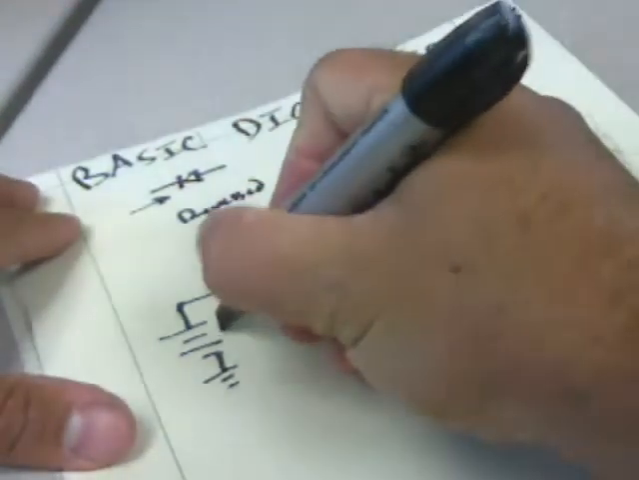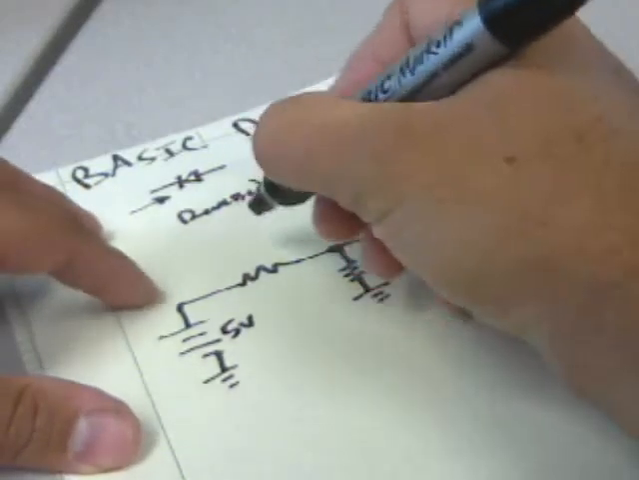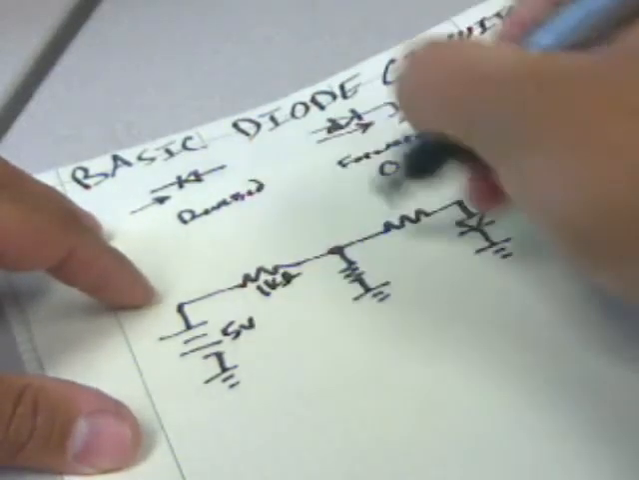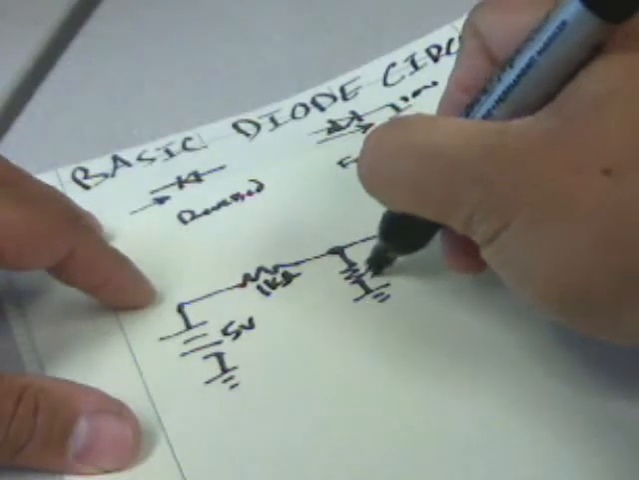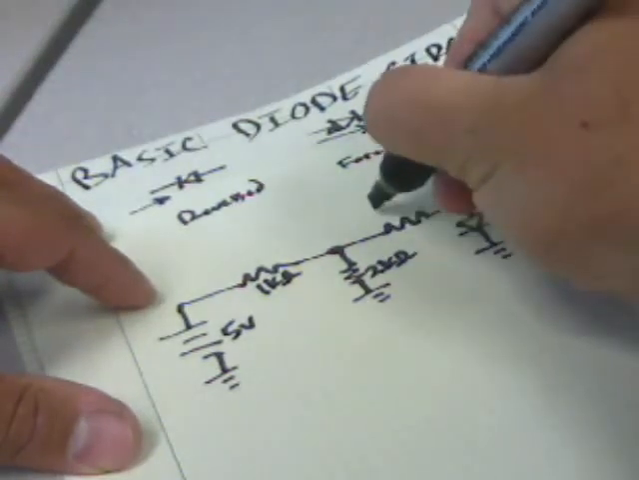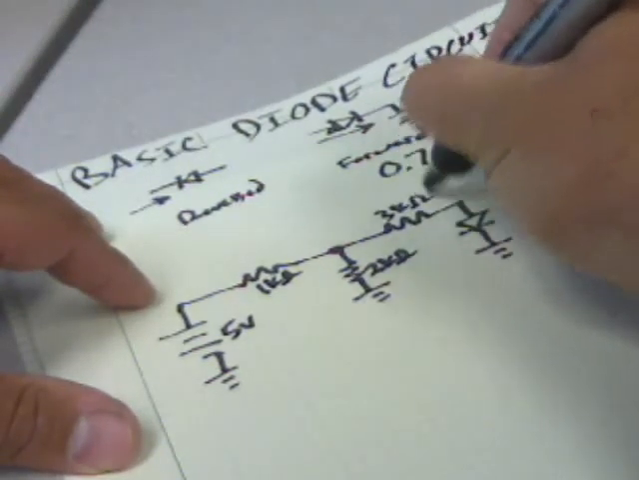So let's add some values here. Let's say that's 5 volts and 1 kilo ohm. And just to be different, let's say 2 kilo ohms and how about 3 kilo ohms. There we go.